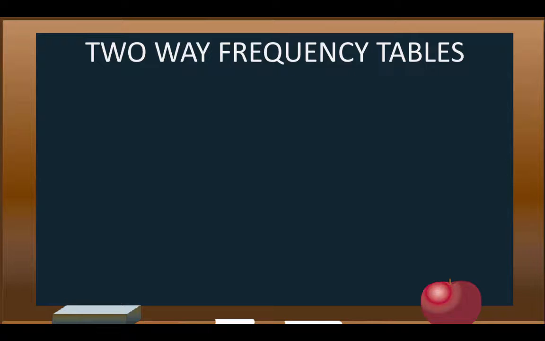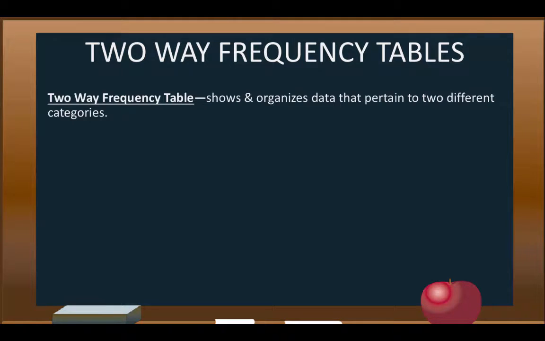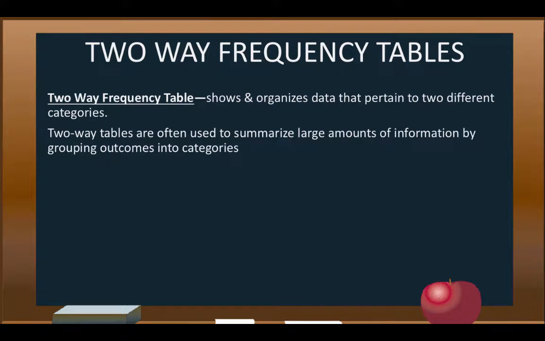So we're going to switch that up a little bit for section 5.3, and we're going to construct two-way frequency tables, and we're going to use these to analyze bivariate data. So two-way frequency tables show and organize data that pertain to two different categories. They're often used to summarize large amounts of information by grouping outcomes into categories.